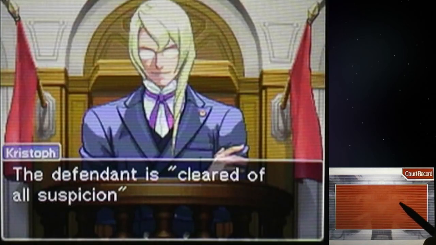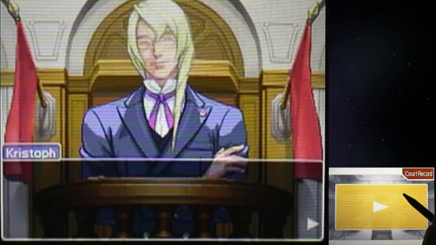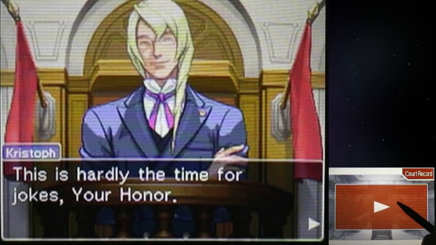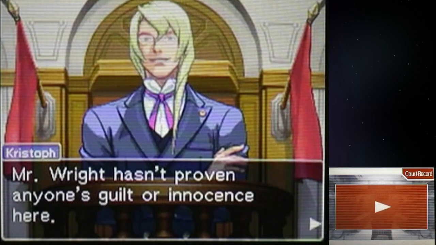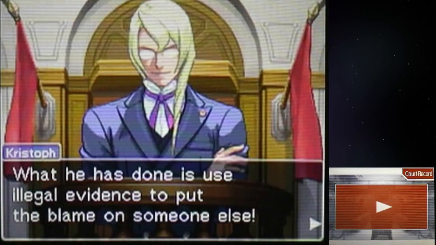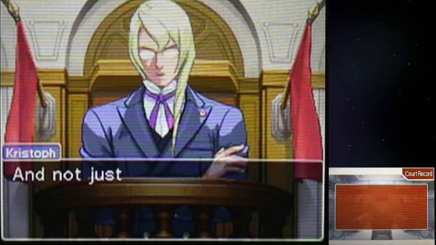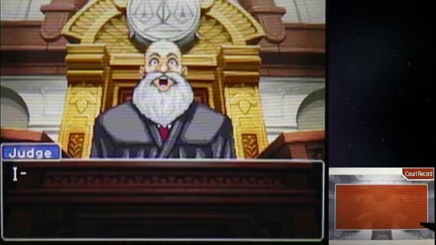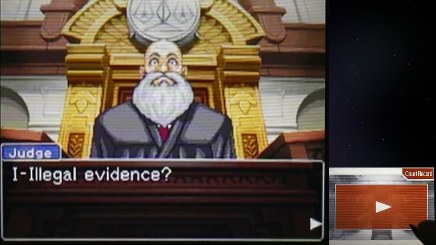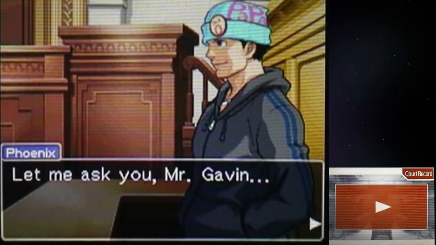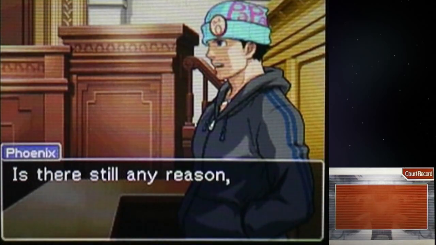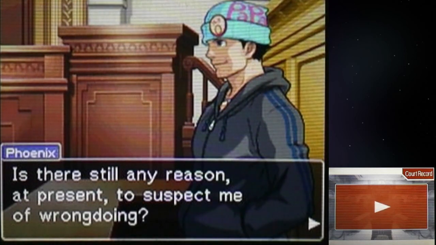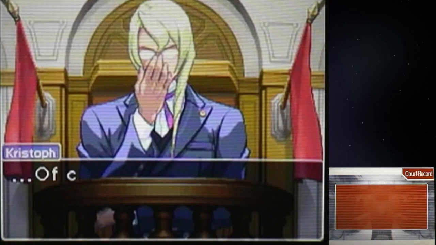Excuse me? The defendant is cleared of all suspicion? This is hardly the time for jokes, Your Honor. Mr. Wright hasn't proven anyone's guilt or innocence here. Actually, he hasn't, no. What he has done is use illegal evidence to put the blame on someone else. And not just anyone else, but me, his own defense attorney. Illegal evidence? Let me ask you, Mr. Gavin, is there still any reason at present to suspect me of wrongdoing?